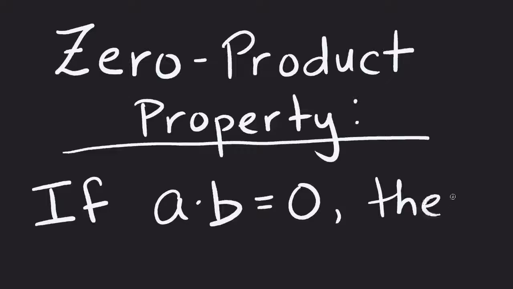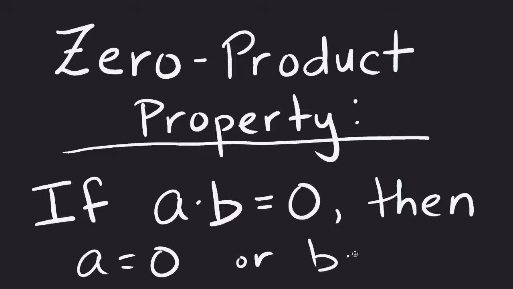Well, then one of those things, either A or B, sometimes both, have to be equal to 0. Okay, so if A times B equals 0, then A equals 0 or B equals 0.